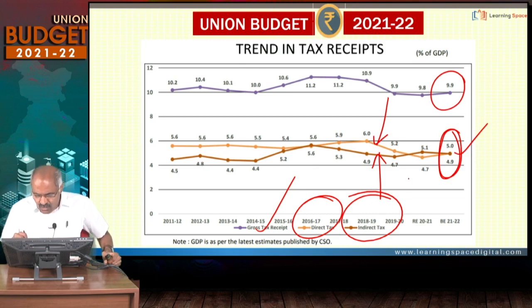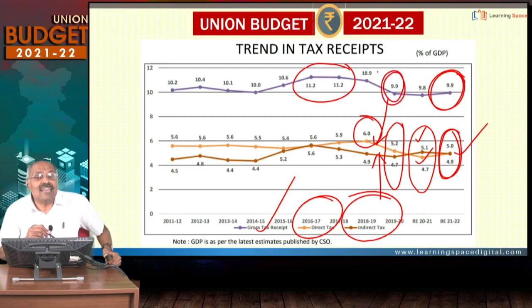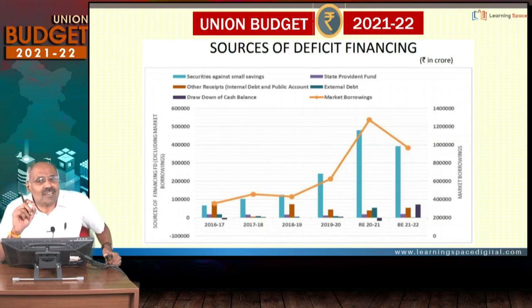In fact, up to 2018-19, the direct taxes were more in comparison to indirect taxes. Moreover, in 2019-20 also, direct taxes were more than indirect taxes, but this got reversed in 2021, where indirect taxes are more than direct taxes. This happened because of COVID-19. So friends, here you see it came down from 11.2% to 9.9%. In fact, prior to COVID-19 also, this came down to 9.9%. So the trend in the tax receipts, and the trends of direct taxes and indirect taxes, are most important from your exam perspective.